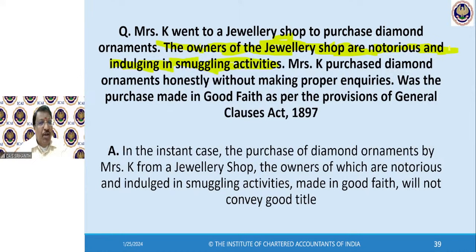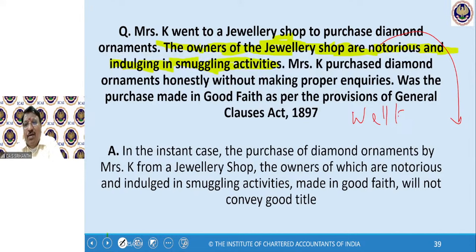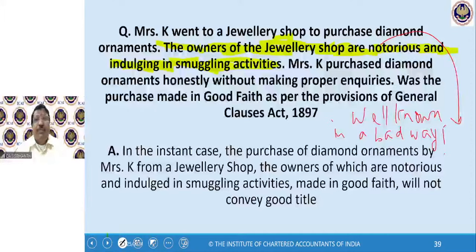See, the word notorious means well-known, but in a bad way. Opposite of famous: well-known, but not in a good way, whereas famous is well-known in a good way. So the point is, suppose the true owner claims; K has to give up the diamond ornaments. Then what will happen to her? For the money paid by her to this jewelry shop, she has to file a suit against the jewelry shop. She cannot refuse to deliver the diamond ornaments to the true owner.